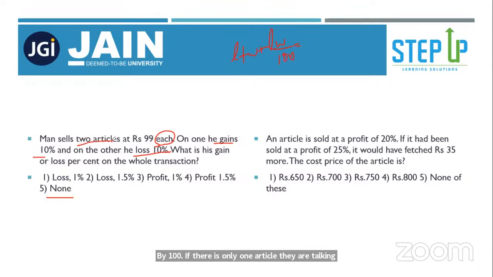But here there are two articles, so you cannot use this. Similar to this, doesn't mean it is same. Let's say the first one is 100 percentage. The second one is also 100 percentage.